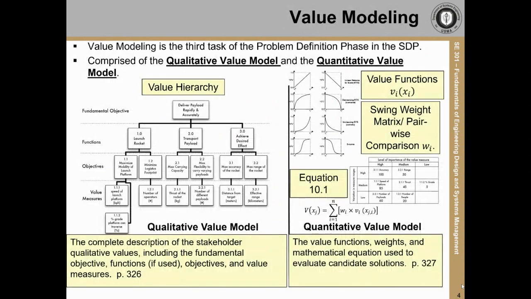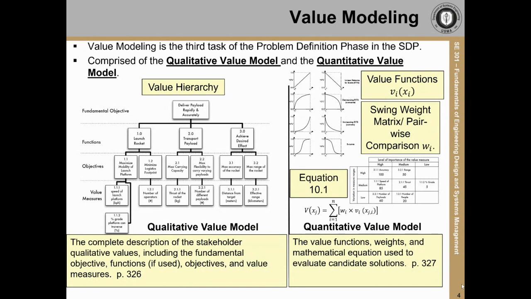So when we talk about value modeling, we talk about two different types. We have a qualitative value model, which is shown on the left, and the quantitative value model, which is shown on the right. The qualitative value model is your value hierarchy. And the goal of your value hierarchy is to derive your value measures. So your value hierarchy starts out as your functional hierarchy.